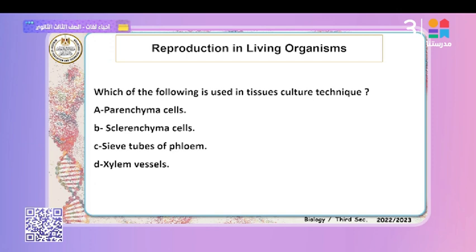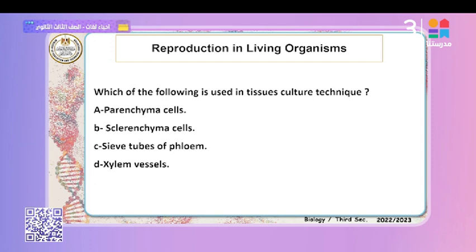Tissue culture is a specific technique used in carrots or tobacco, helping to solve food problems. It is a fast way of rapidly increasing crops. So this technique is preferable for increasing a large amount of crops. That's right. Which of the following is used in this technique?